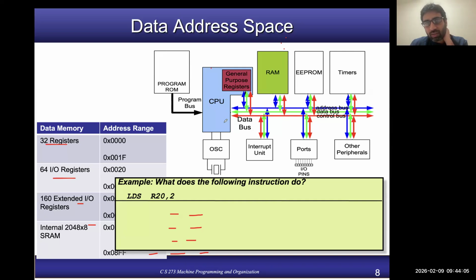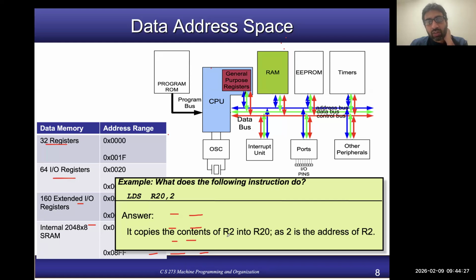So R2 is actually the address of the register 2, right? So when you say move the data from the address 2 into the register R20, it is essentially saying the same thing as move the data from register R2 into R20. Why? Because it copies the content of R2 into R20, because 2 is the address of R2. Here you can look: 0 is the address of R0, 1 will be the address of R1, and 2 will be the address of R2.